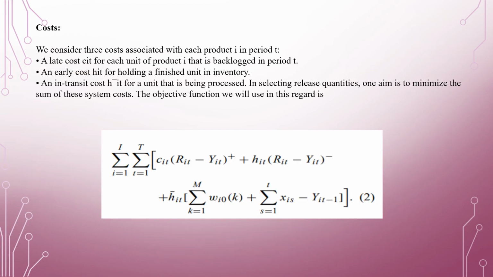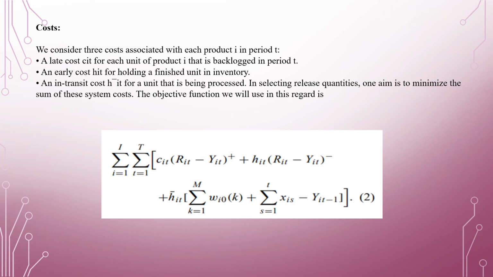Next one, to determine the costs. We consider three costs associated with each product i in period T. First one is a late cost, c_iT, for each unit of product i that is backlogged in period T. Second one is an early cost, h_iT, for holding a finished unit in inventory. Third one is an in-transit cost, h_iT, for a unit that is being processed.